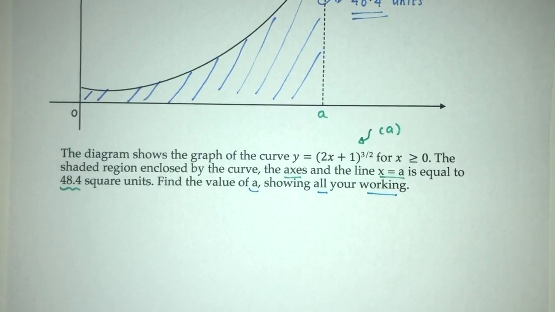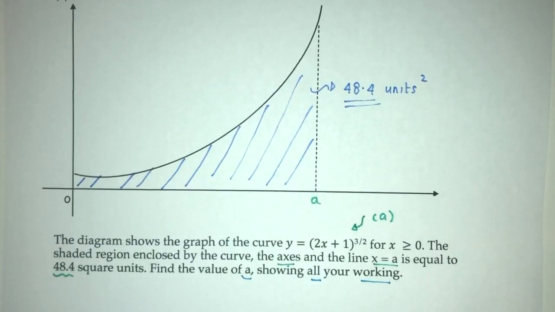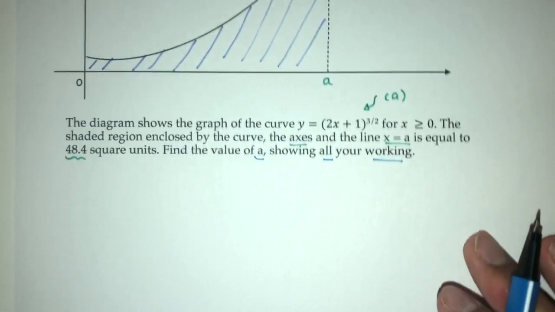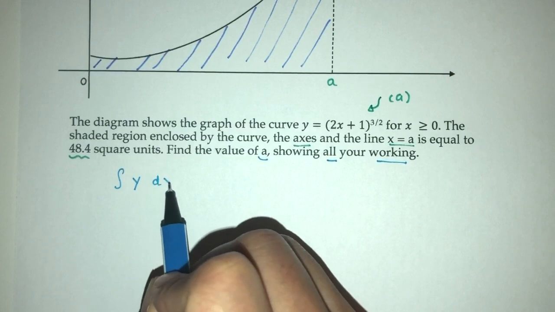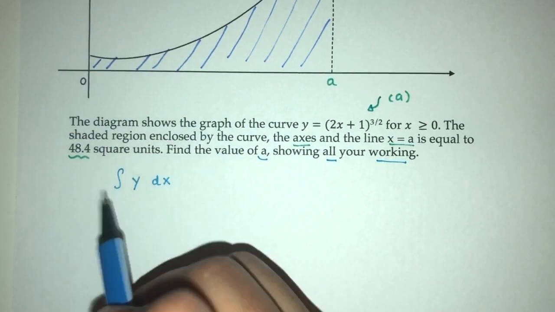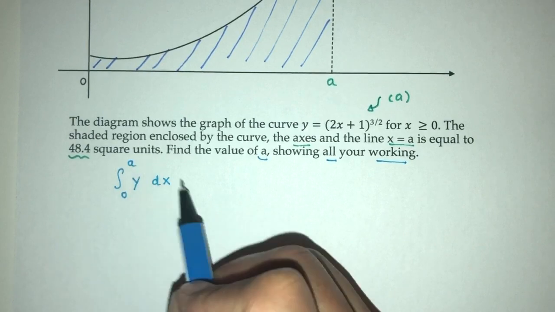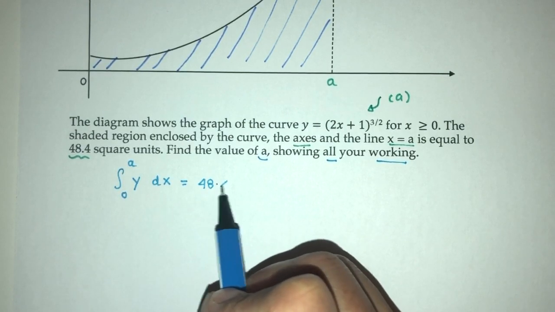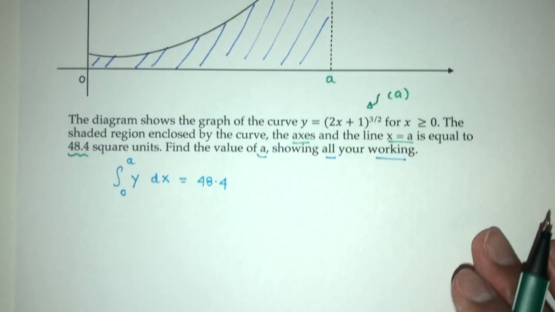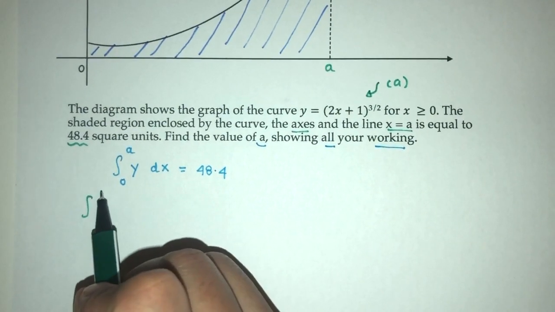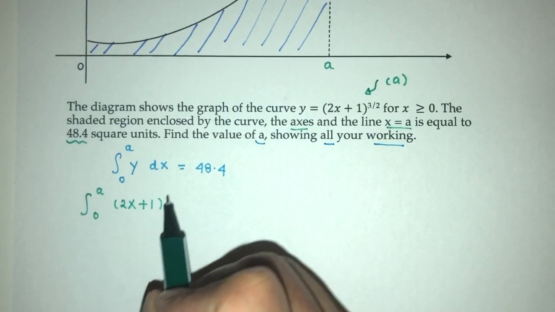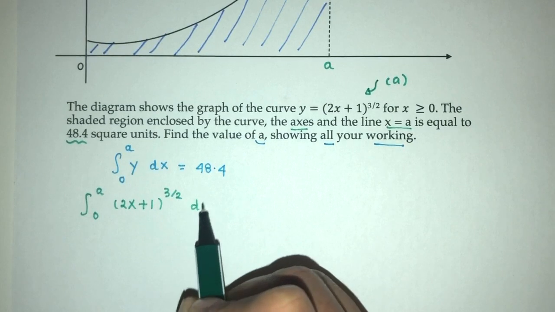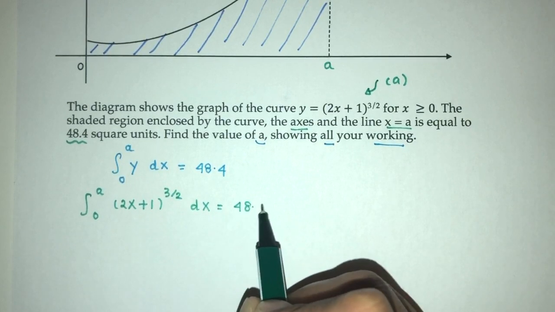So this question is pretty easy as well. If you observe, how do you find the area on the graph? You have to use integration. So we know that we have to integrate y with respect to dx, obviously, between the value of 0 and the value of a, and it is supposed to give you 48.4 square units. Now replace the equation. That will be the integral from 0 to a, where y is equal to (2x plus 1) to the power 3 over 2 dx, has to be 48.4.